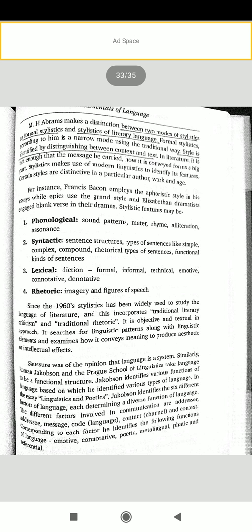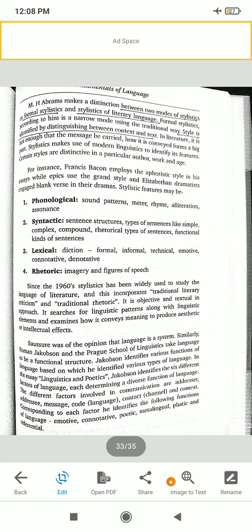M.H. Abrams makes a distinction between two modes of stylistics: formal stylistics and stylistics of literary language. Formal stylistics, according to him, is a narrow mode using the traditional way. Style is identified by distinguishing between content and text. In literature, it is not enough that the message be carried. How it is conveyed forms a big part. So, in his opinion, there is a connection between the content and the text. You are given a textbook for analysis, and it will have a content. So he said that style means how the author has presented that content in that textbook. Not the content, the way of presentation that matters.